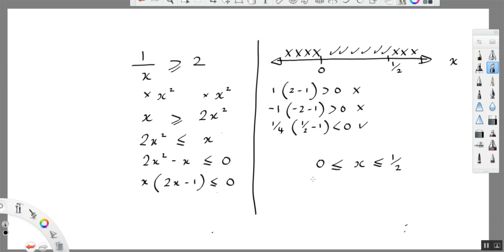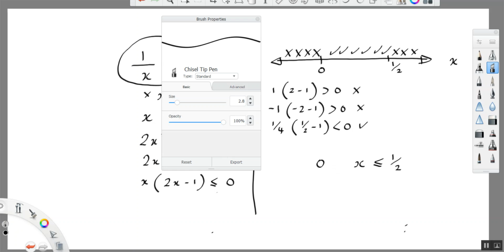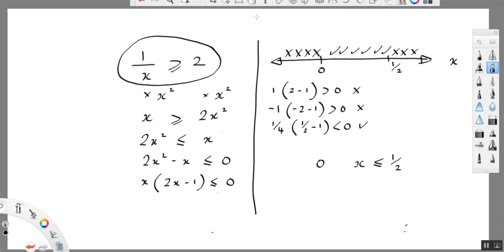Can x be 0? Look back at the initial inequality: 1 on x is greater than or equal to 2. If we include x equals 0 in our solution, look at what we get on the left-hand side. When I substitute in 0, I get 1 over 0. That's not allowed, so I can't include 0 in our solution set. It's not going to be greater than or equal to 0, it's just going to be greater than 0. That's quite subtle but important to be aware of.